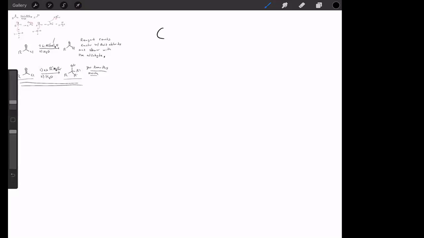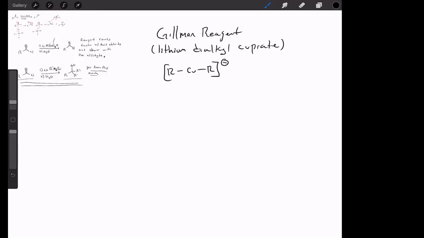Here's something new. This is called the Gilman reagent. I will say that Klein calls it a lithium dialkyl cuprate, R2CuLi. It's a copper-based organometallic compound. And what I will say is that Klein gives passing treatment to the Gilman reagent.